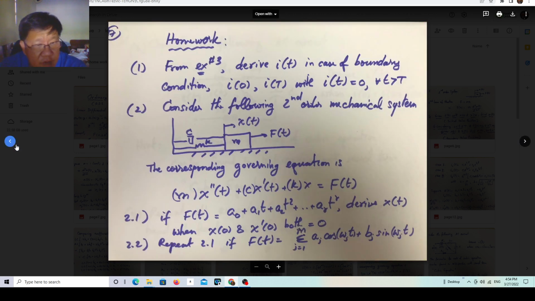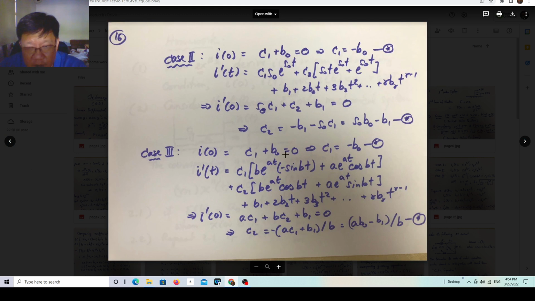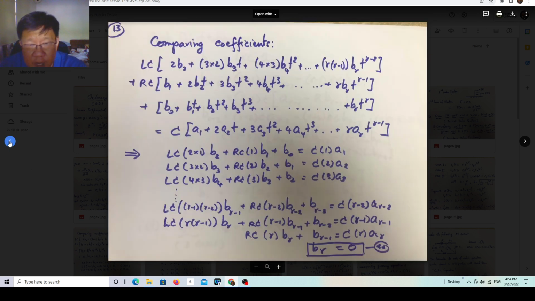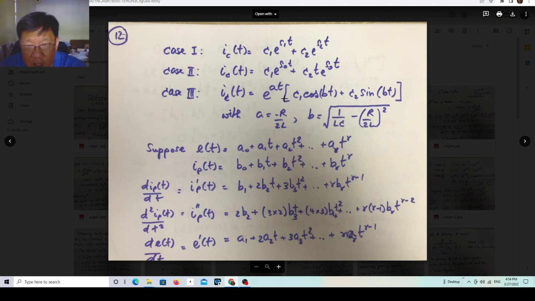Oh, I'll move here. So you get this one, c sub 1. Certainly very similar to the second case, you get c sub 1 first. And in order to get c sub 2, it's a little bit more complicated because now you have two multiplication functions. Then you need to find the derivative here because e to the at cos bt and e to the at sin bt, c1, c2 is constant.